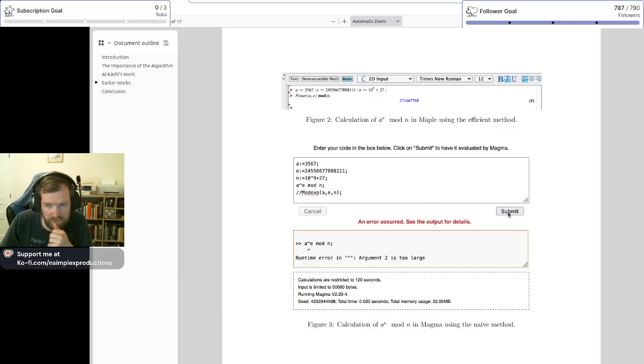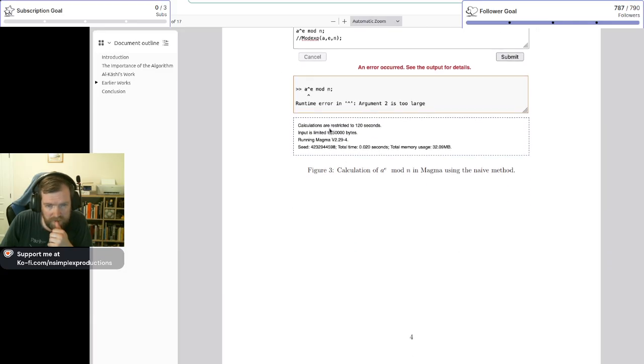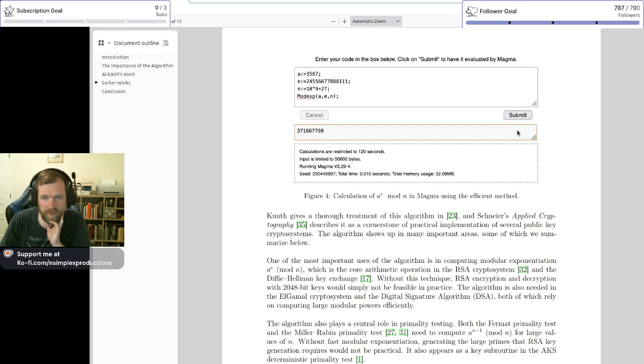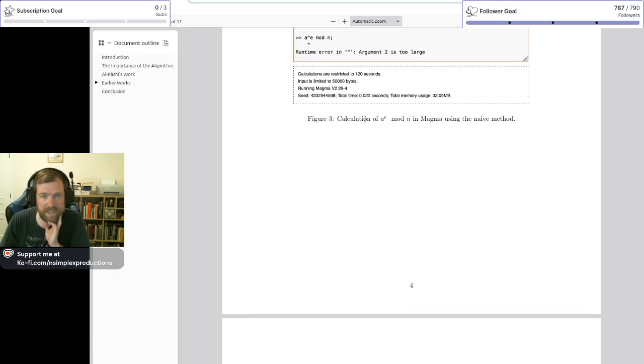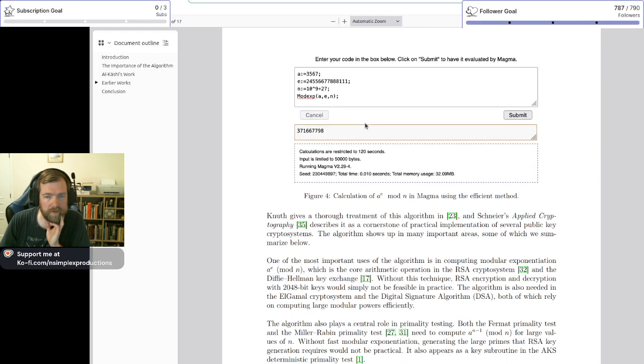Right, submit to have it evaluated by Magma. Here we have an error, argument is too large. And then when we do the efficient method, total runtime 0.01 seconds. This one was 0.02 seconds to hit overflow. Here, 0.01 to hit the actual value.